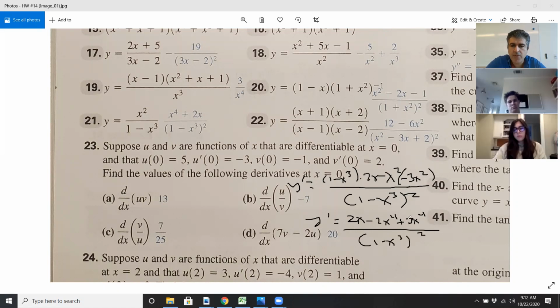Clean it up: -2x^4 plus 3x^4, you get that, plus 2x, over the bottom squared. Leave it as that. I would not bother foiling the bottom. It's a waste of time.